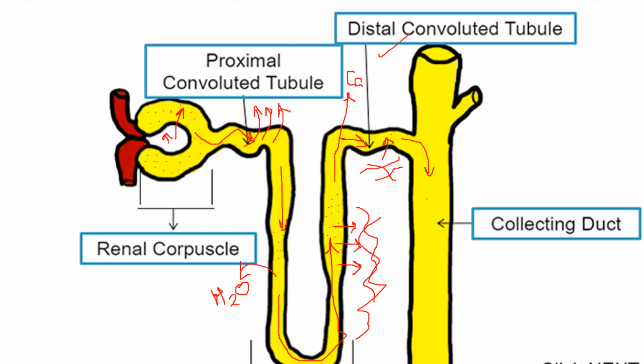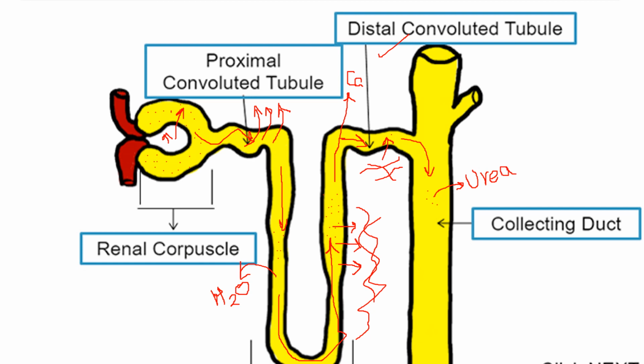Now the filtrate that is passing into the collecting duct contains only waste substances, and the main waste substance that is present in the body of a human being is urea, and this urea will be eliminated from our body.